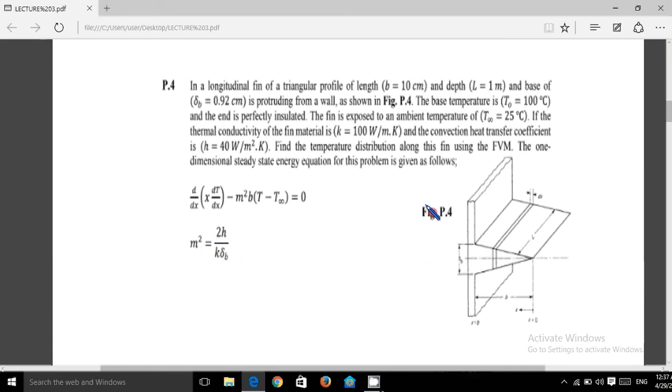When he says the base temperature, it's the base temperature of the fin. For those who don't know what this means, where is the fin? This is the fin. He wants me to find the temperature distribution from this point to this point. Then I will start to solve it.